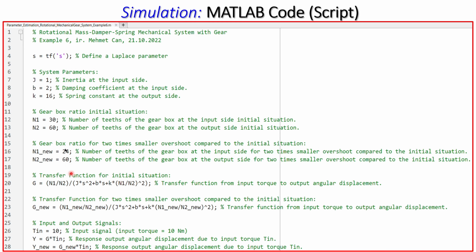This is the code I have used. This is the part for part B, in order to reduce the overshoot by a factor of 2. You can see all the values, N1 and N2, transfer functions, and the rest of the setup. You can also try it out by using this script.